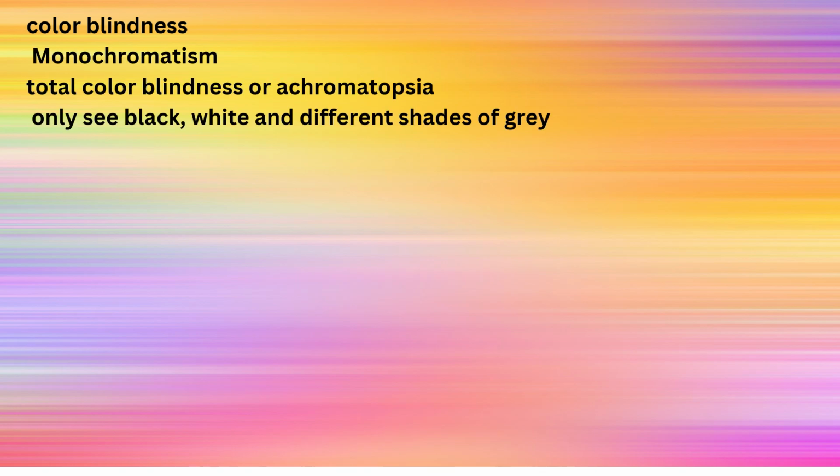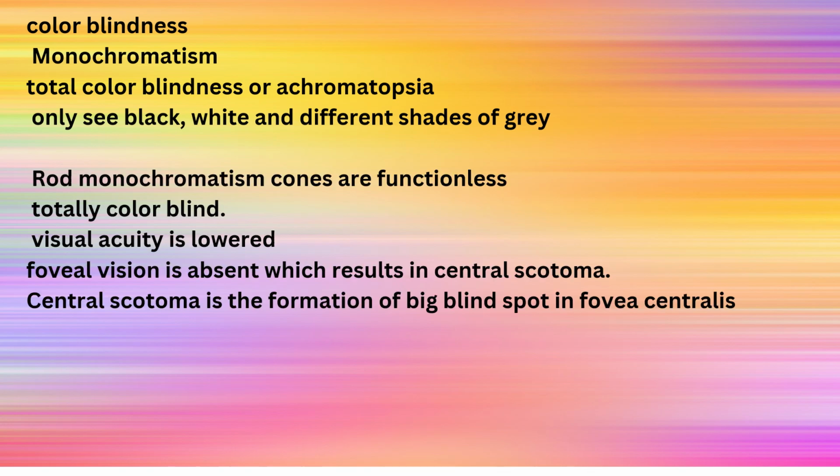Color blindness. Monochromatism is one type of color blindness. This is the total color blindness or achromatopsia. The persons affected by the monochromatism are called monochromats. Monochromats only see black and white and different shades of the gray color. Rod monochromatism. In this condition, cones are functionless, totally colorblind.